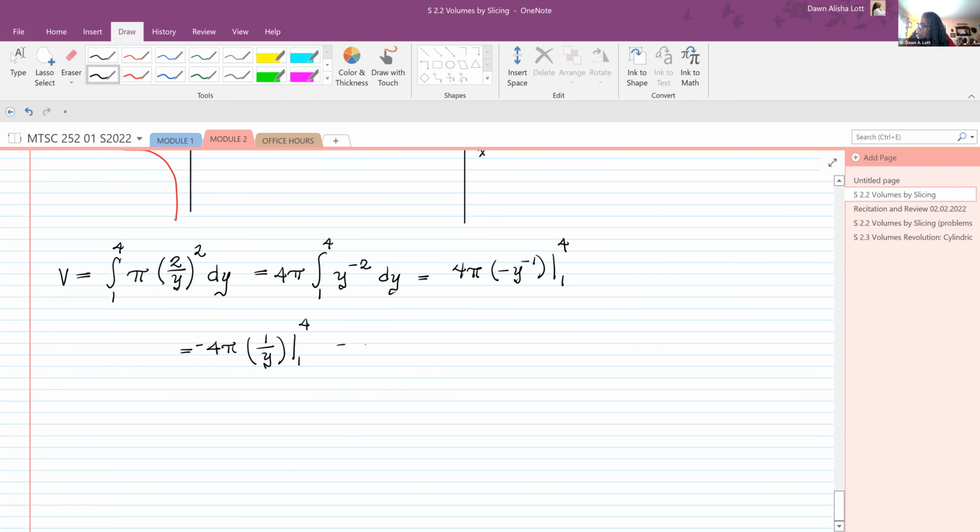So now I get -4 over 4 pi, and then this is going to be 1/4 -1, which is -4 pi times -3/4. So my answer just turns out to be 3 pi. Okay, so that is a volume by disk problem.